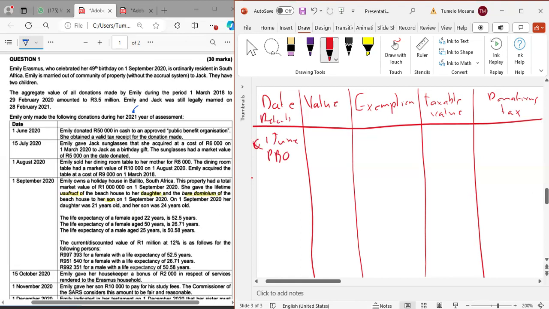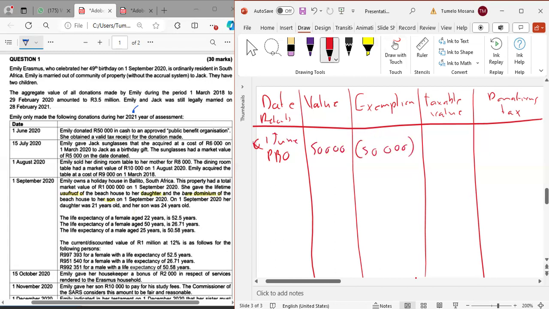When it's aggregated with all of the others, it would be capped to 10% of the taxable income, excluding other things. What would be the amount that will be subject to the limitation, the donation's value? 50,000, okay. So it would be exempt, right? But now we have to use our donations tax section numbers.